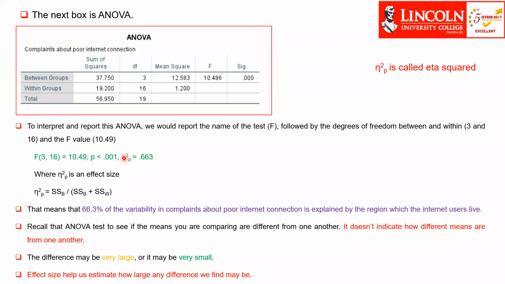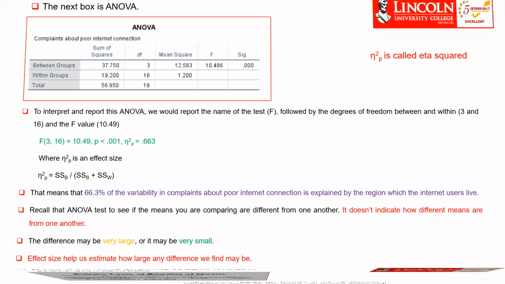And how do we compute this? This is the formula for computing this particular one. So anyway, this is how to report your ANOVA. So how do you now report this in APA style?